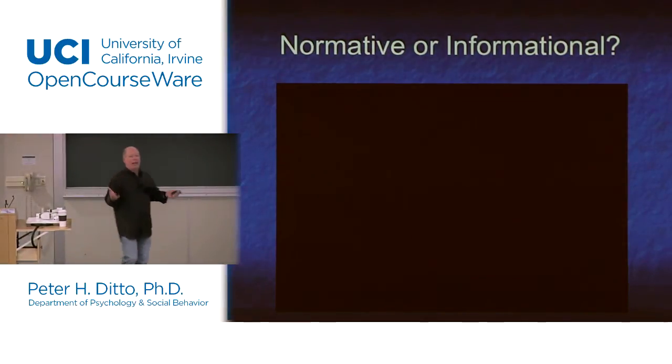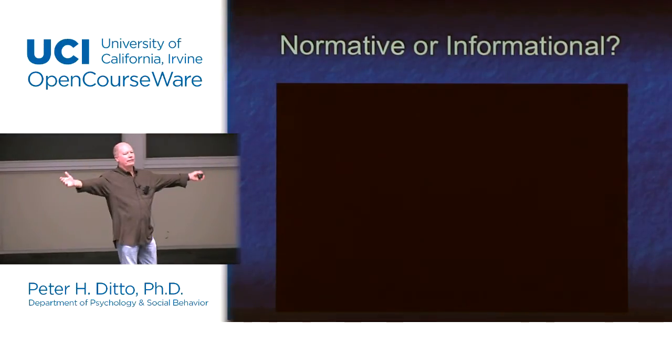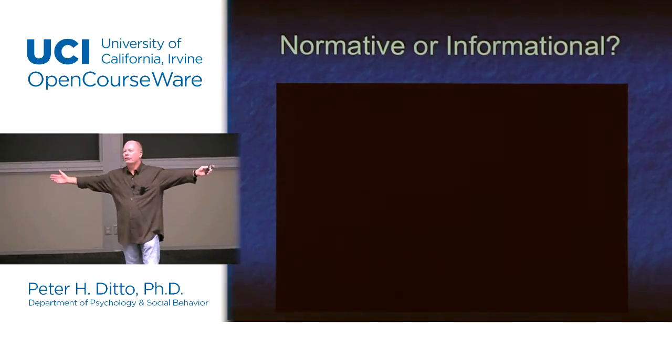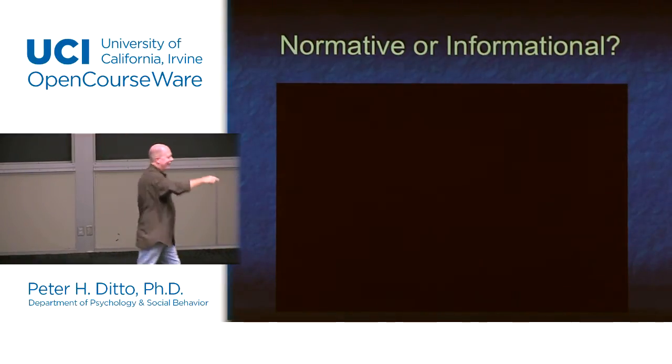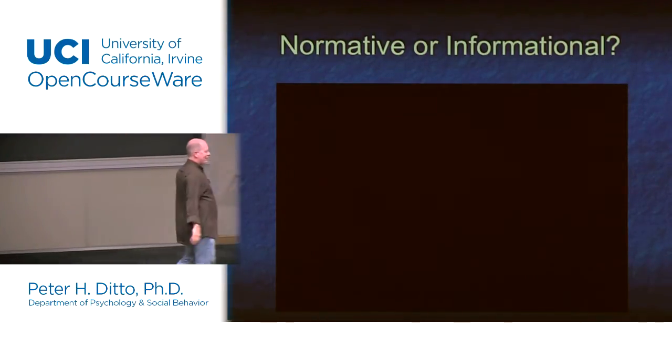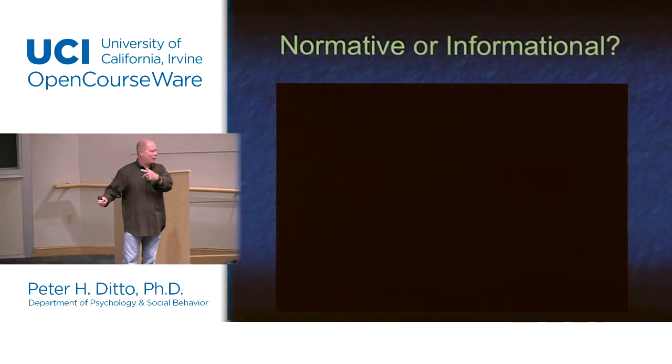Wonderful situation you created, right? So what is it, normative or informational? What do you think is going on there? And what parts of it are which? Raise your hand, come on. Okay. Normative? Why? He doesn't want to look foolish. Uh-huh. That's all I got. Uh-huh. Do you think he looks foolish?